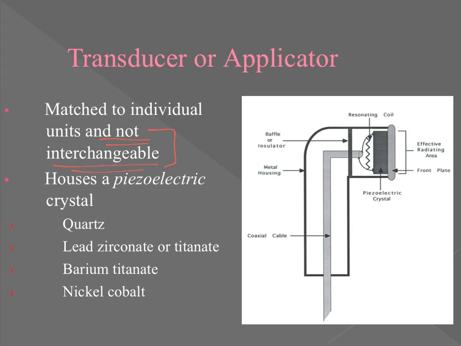Now, the most important part of the ultrasound head is the piezoelectric crystal. Most often that is going to be made of quartz, lead zirconate, barium titanate, and nickel cobalt. So one of those, they're all grade quality, all approved by the FDA. You can choose which one works best for you. There isn't any research to suggest that one is a superior ultrasound head than another, but you need to know that the ultrasound head does house a crystal, right? The type of crystal is not as important as the fact that it actually houses a crystal.